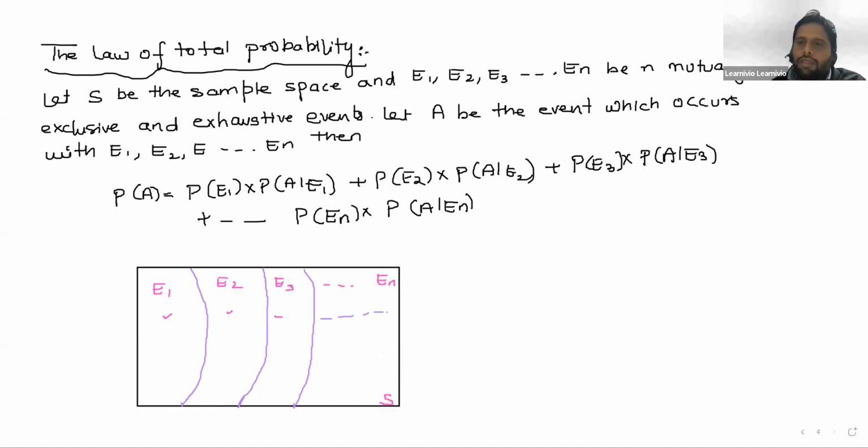Now A is your event. A is an event which occurs with all these. Then the probability of A will be equal to this one. I will explain this to you with an example, which will be much easier to understand.